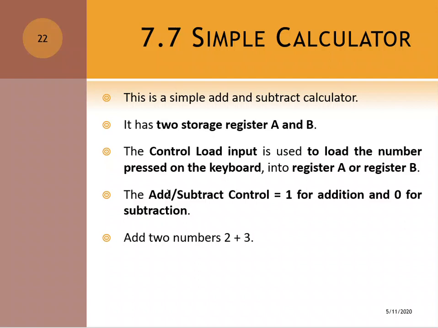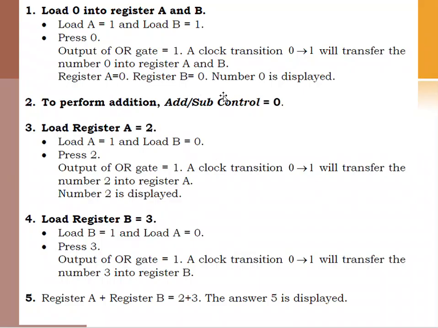Okay, now let's say we want to add 2 numbers, 2 plus 3. Okay, yang ni tolong betulkan, add sub control ni 0 for addition, 1 for subtraction. Sama macam yang kita belajar chapter 5 hari tu. Addition, control dia 0, subtraction 1. Okay, so we are going to see how to perform addition in calculator. First, load 0 into register A and B.